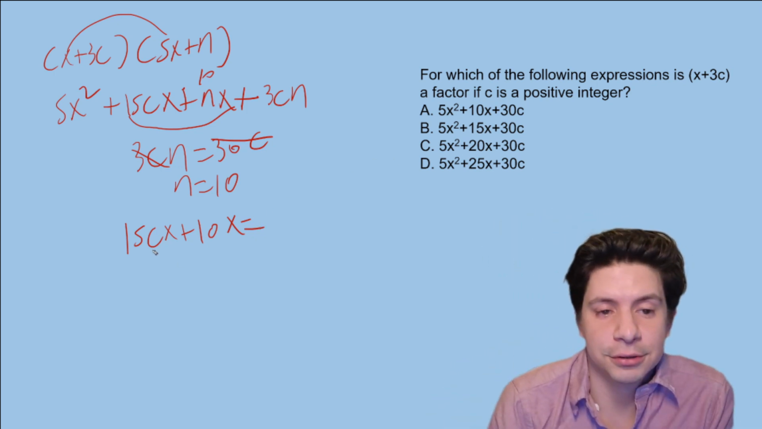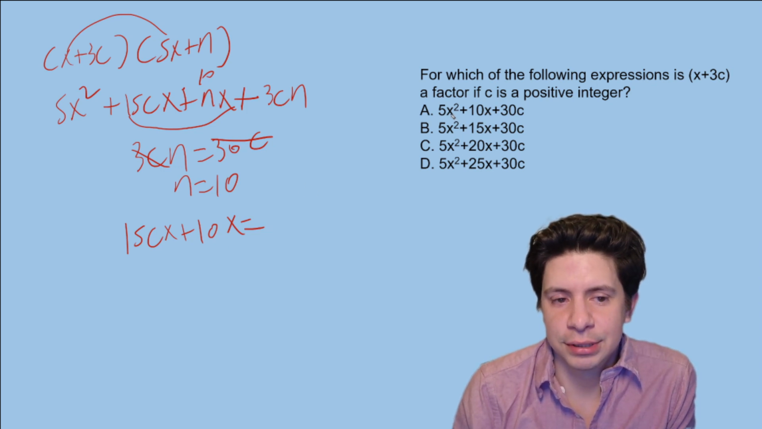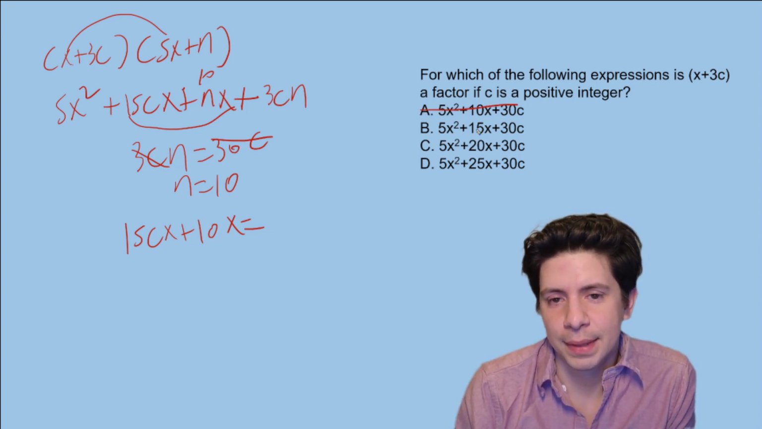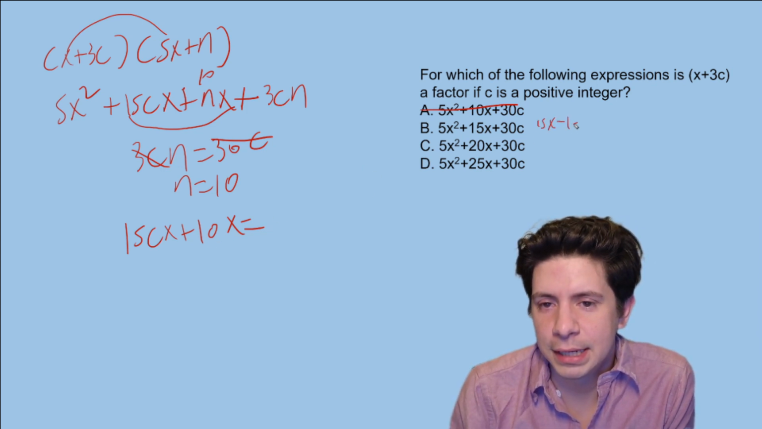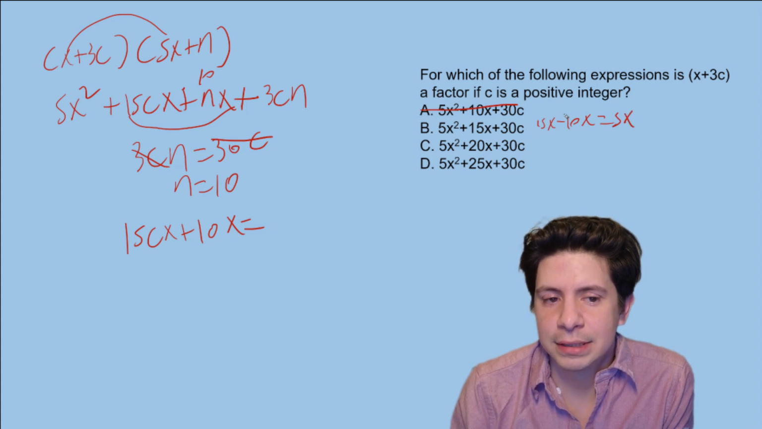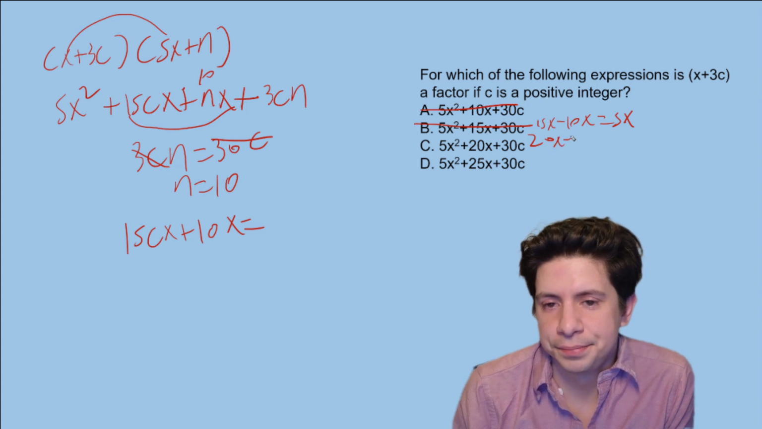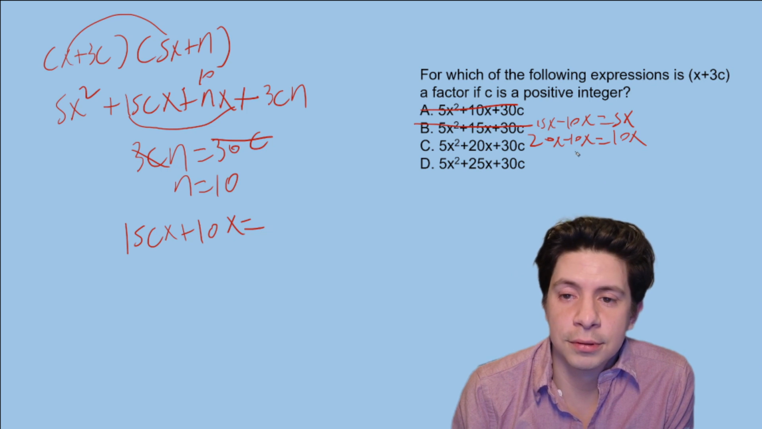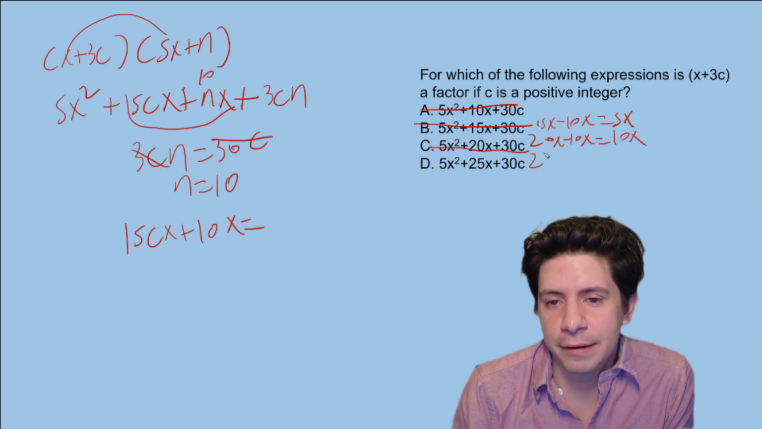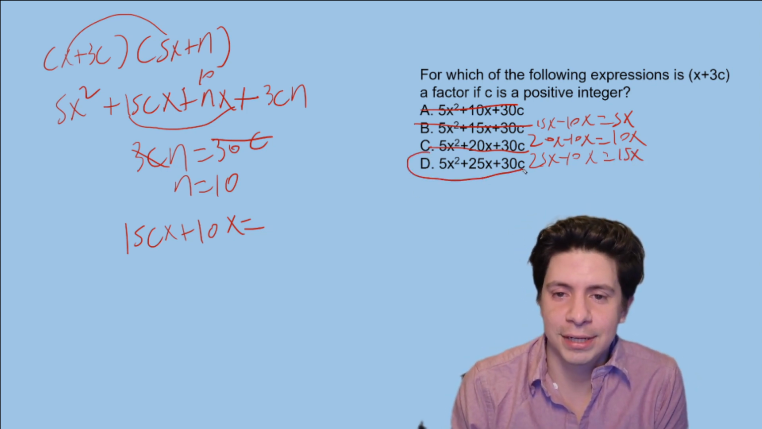If this is a positive integer, then it has to be at least 1, right? So 10x minus 10x gets you 0. That means c is 0. That doesn't work. 15x minus 10x equals 5x. That would tell us that c is 1/3. That doesn't work. 20x minus 10x is going to give us 10x. That tells us that c equals 2/3. That also doesn't work. 25x minus 10x equals 15x. And that would tell us c is 1, which does work. So our only possible answer is D.